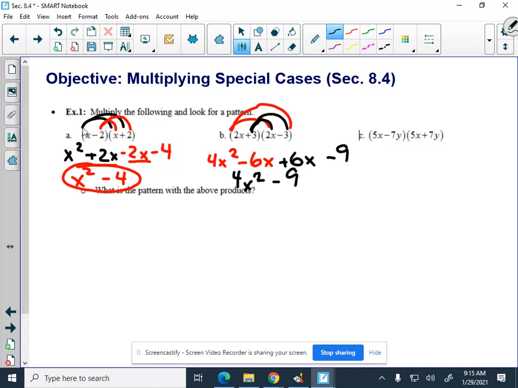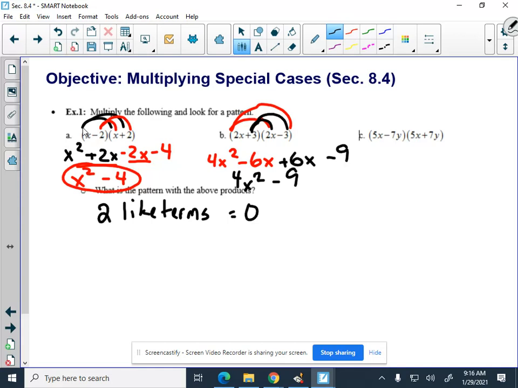Okay, so what is the pattern? The two like terms equal 0. They go away, right? You could say they cancel. I would be okay with that. But that's what's going to happen here.